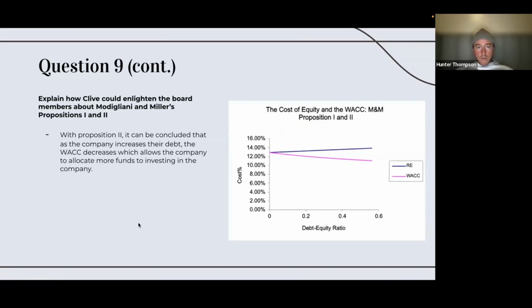And then continuing with question 9, going over proposition 2, we do conclude that with using proposition 2, as the company increases debt, the WACC decreases, which allows the company to allocate more funds to investing in the company. So we see here proposition 2, the debt to equity ratio. We see the higher the debt to equity ratio, the RE goes up and our WACC goes down, going from about 13%, dropping a couple percent below that. So we see that as they increase debt, the WACC would decrease and the RE would increase.